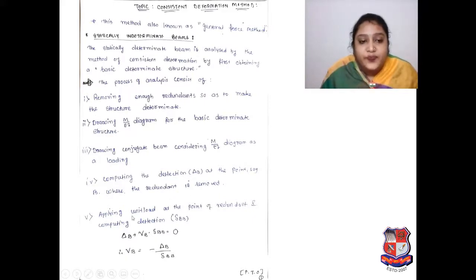And fifth one, applying unit load at the point of redundant and computing deflection delta BB, where delta B plus VB into delta BB is equal to 0. So by simplifying that, VB is equal to minus delta B upon delta BB. It is just simplification of that term.